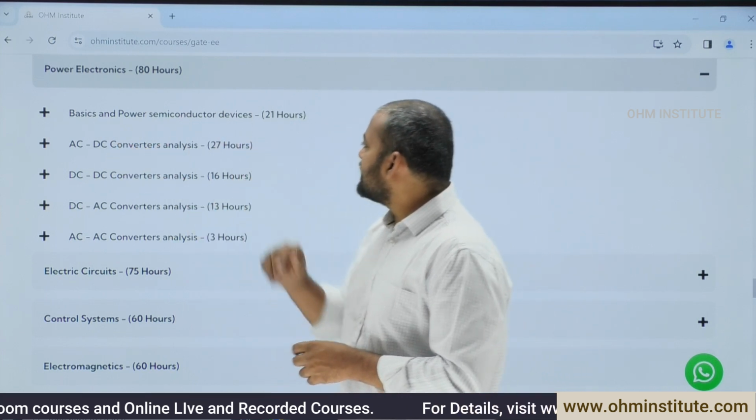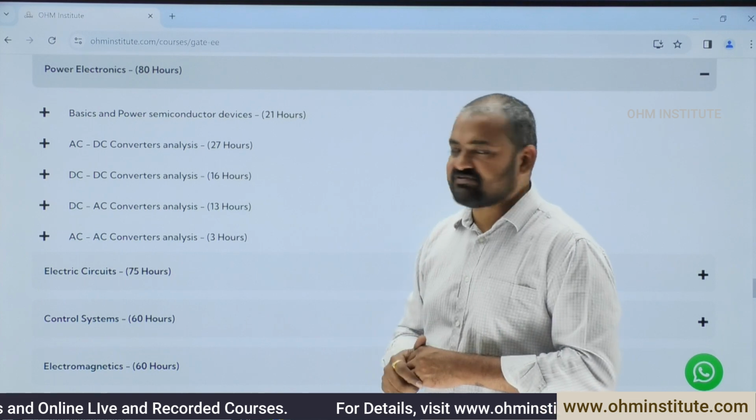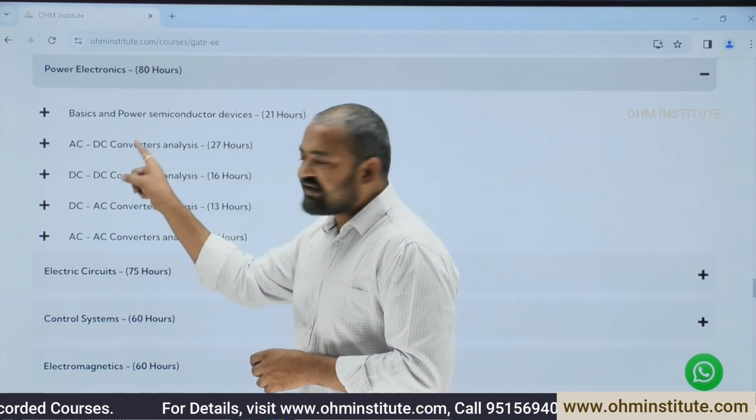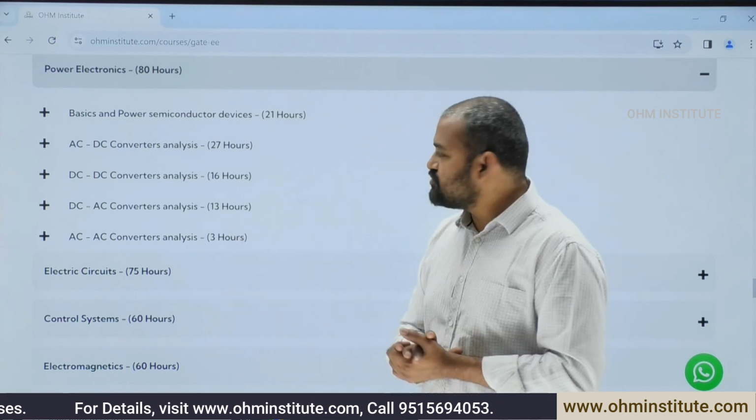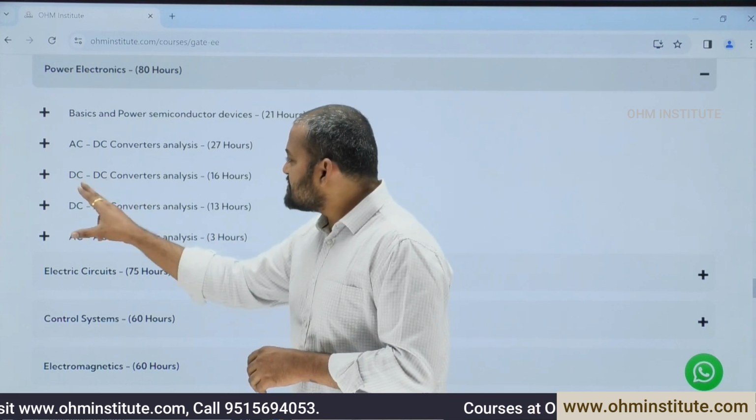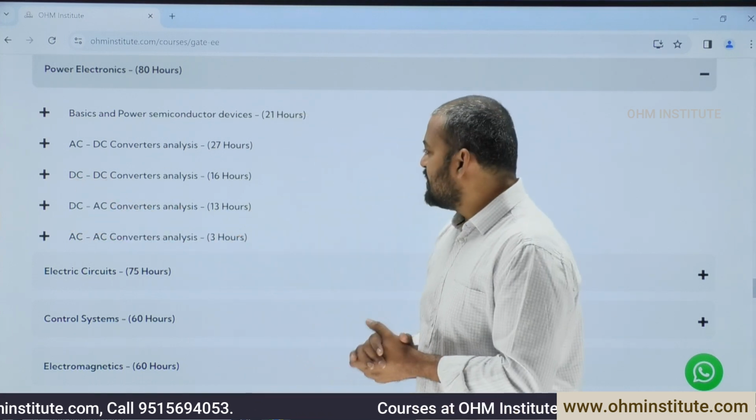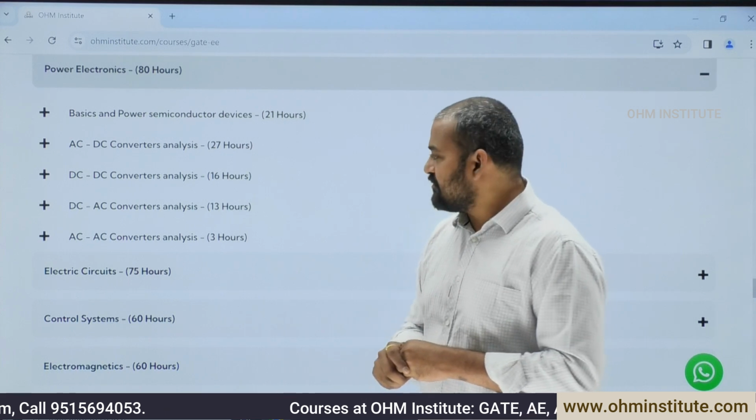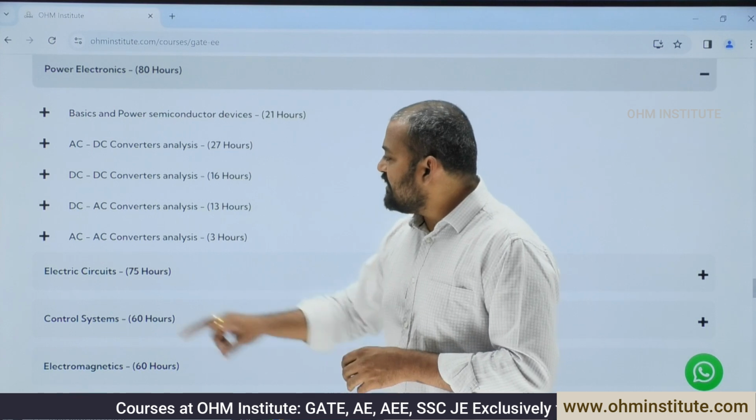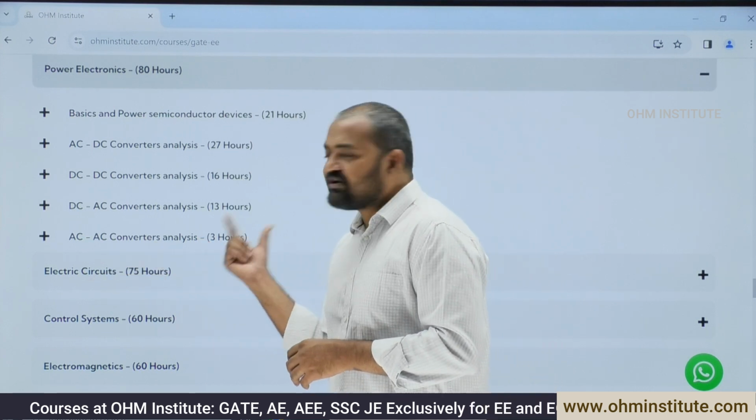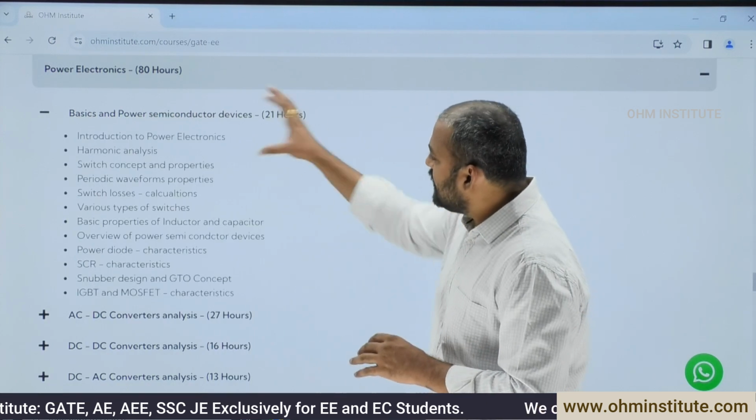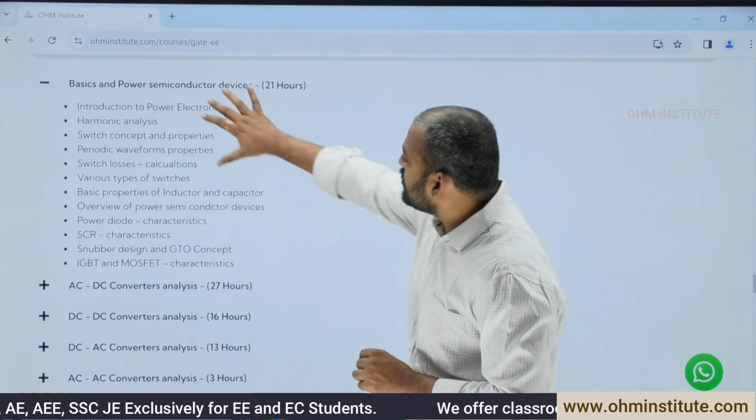Basics and power semiconductor devices, sir will take 21 hours for that. AC to DC converter analysis, which we call rectifiers, both single phase and 3 phase together, around 27 hours. DC to DC converter analysis, which we call chopper circuits, around 16 hours. Inverters, DC to AC, around 13 hours, and AC to AC converter analysis for 3 hours. These are the subtopics, and again at the depth of the subject, these are the topics available.